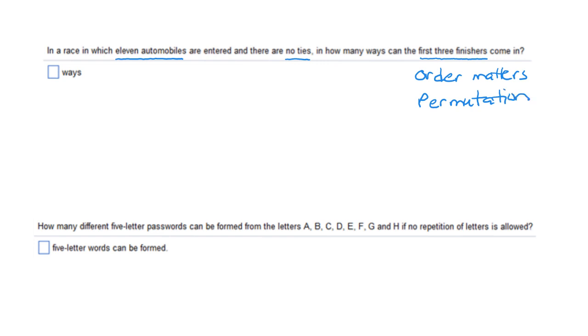All right, so in this case, we have a total of 11 automobiles. So my N would be 11. We're looking for the first 3 finishers, so my R is 3. And so from here, we'll set up our permutation. 11 permutate 3. And you can place this into your calculator, and your result should be 990. 990 ways that the first 3 finishers can finish that race.